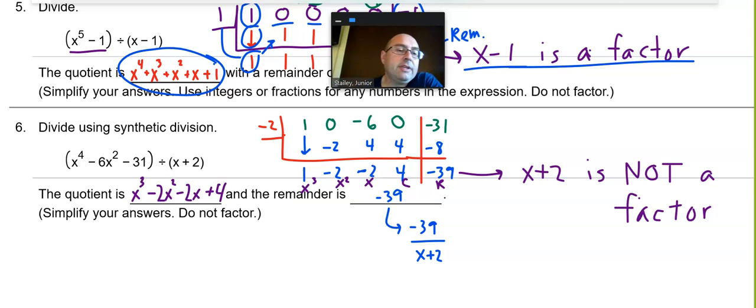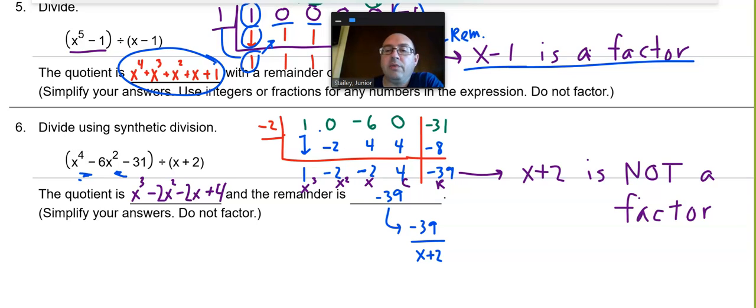The last one also has missing terms, right? There's no x cubed terms and there's no linear x term. So on my top row I had 1, 0, negative 6, 0, and a negative 31. Okay? Probably better get rid of those lines because they probably make people think of division. I'm not dividing, seriously. Okay.